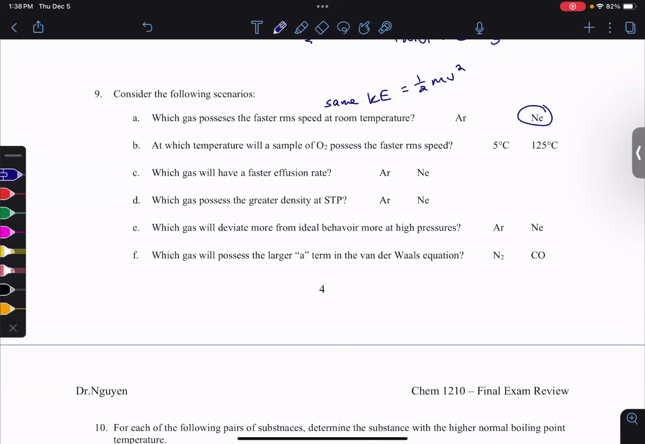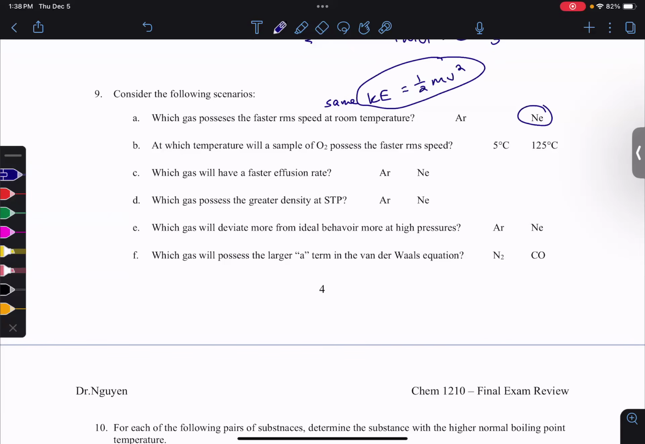RMS is a little bit different than average speed. Average is a statistical term because you would have to actually measure every single speed of every particle, and that's just not feasible to do. But RMS speed tells us the same trends. So we can also say the average speed of a neon sample is faster, but when we're measuring the sample in terms of temperature and its molar mass, we typically use RMS speed instead. So the kinetic energy equation will tell you the trends that you need.